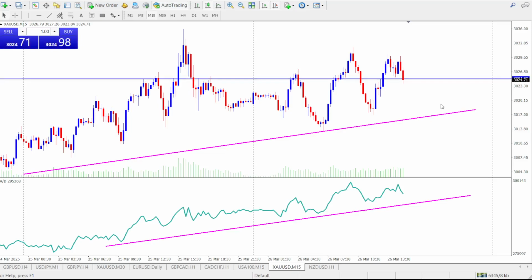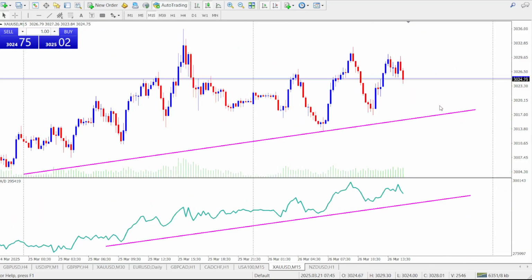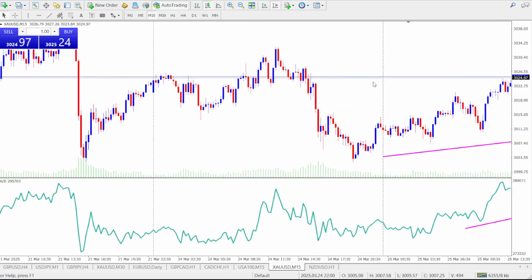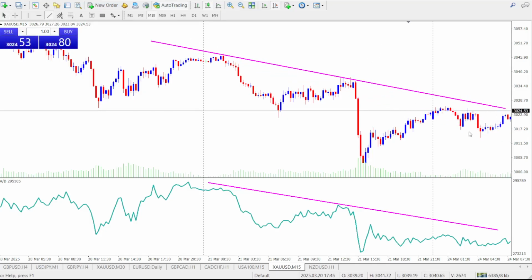Then for a bearish signal, if the AD line is falling, let's look for a good example. If the AD line is falling, it indicates selling pressure and suggests that more money is leaving the market, signaling that the price may continue to drop. As we can see happen here.